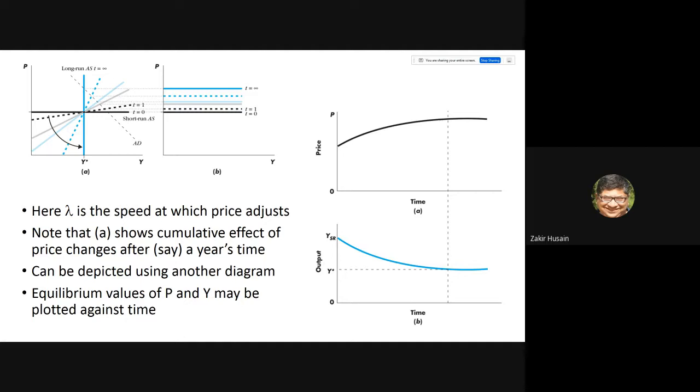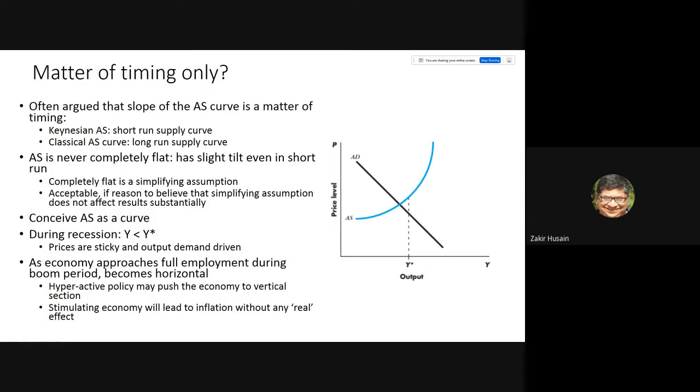So basically what we are suggesting is that in the short run, you're going to have the Keynesian case like this. And in the long run, we are going to go up to this position. So is it a matter of timing, what time period we are considering? If we are considering a short run, we should use a Keynesian supply curve, which is horizontal. If you're considering a long run, we should use the classical aggregate supply curve, which is vertical.